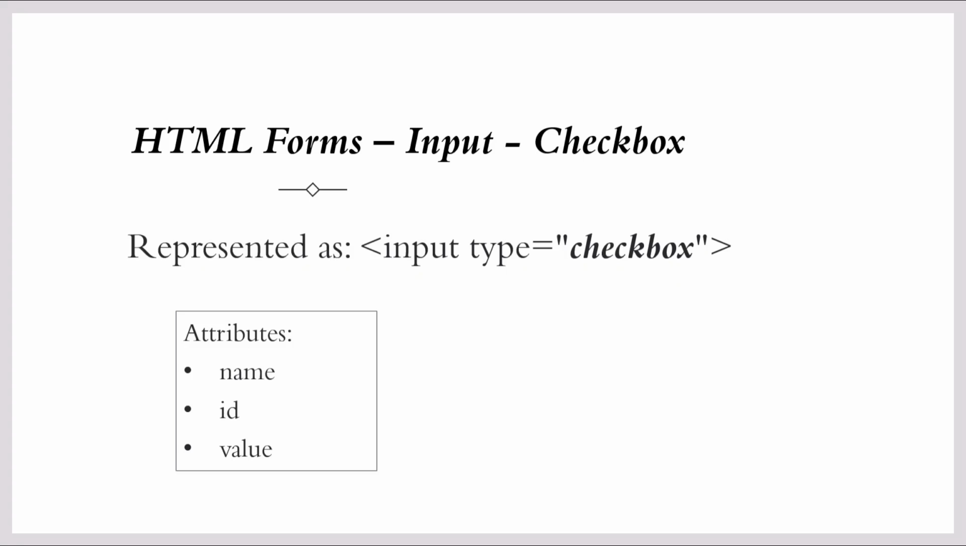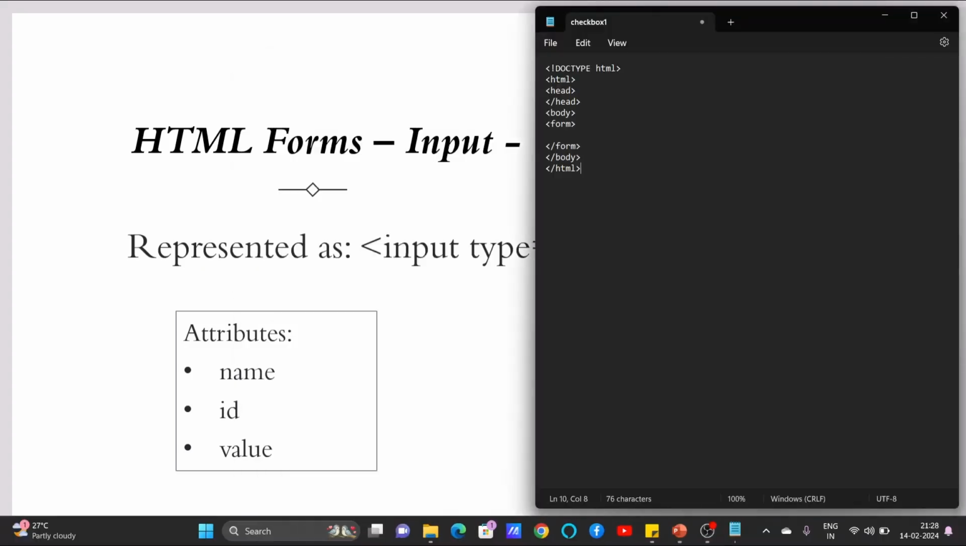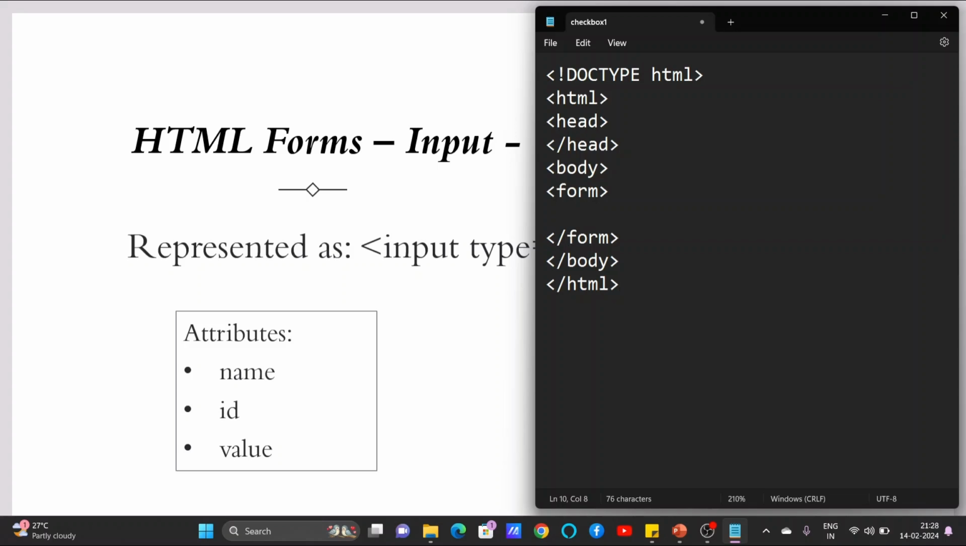Let's try this. Open the editor. Write the basic structure of your HTML document. Now, in the body section, add form and /form. And inside the form, type input type equal to checkbox.